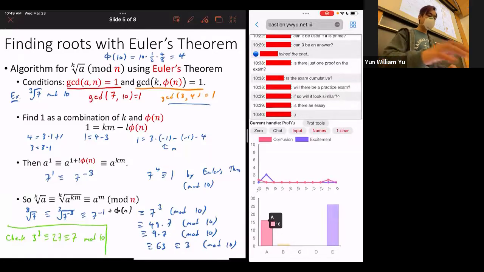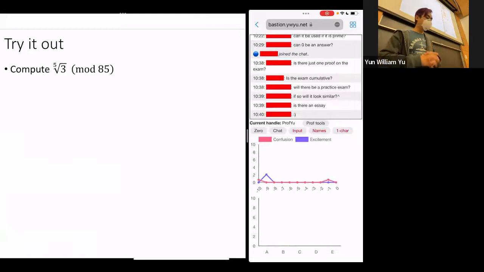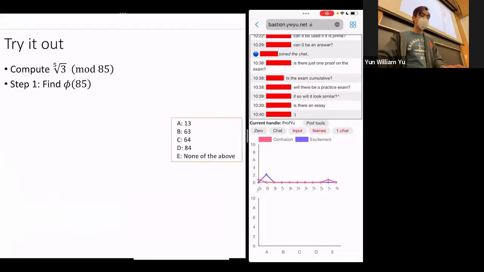Okay, great. So let's try it out together. Let's compute the fifth root of 3 mod 85. And I'm going to walk this through step by step since it's a lot of different steps. So first, we need to find phi of 85. Which of these numbers is phi of 85?